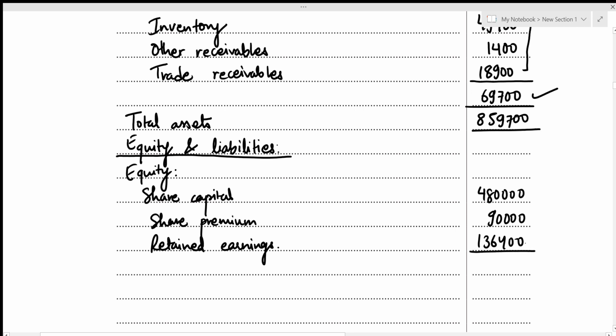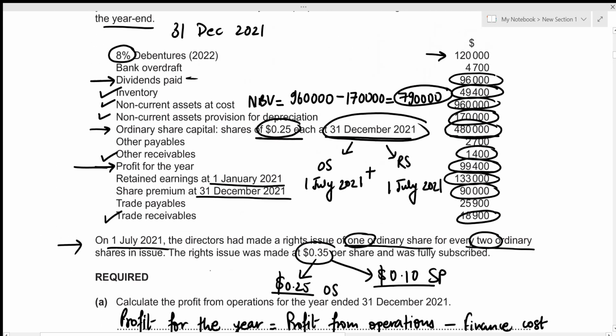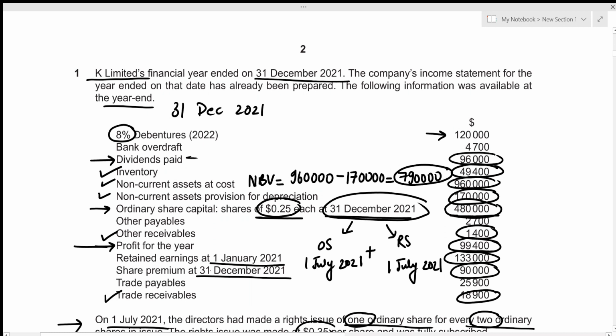So now we can figure out the total for equity. That's just the sum of these three amounts. That's 480,000 plus 90,000 plus 136,400, which results in 706,400. Okay, now we can move towards our liabilities section. Let's have a look above. So we can categorize liabilities into two types. So the first one is non-current liabilities. These are the payments that are to be made after a year. So let's see if we have any of those.